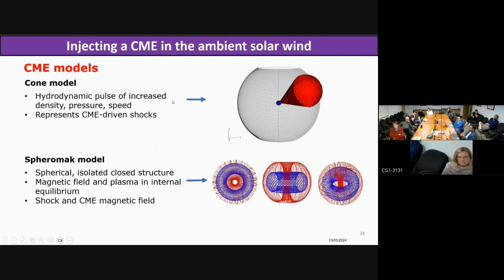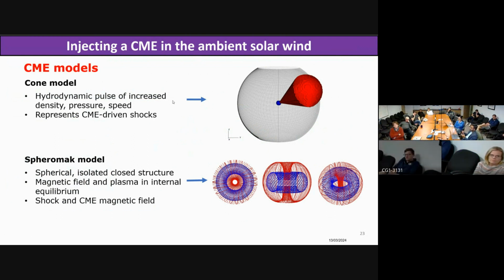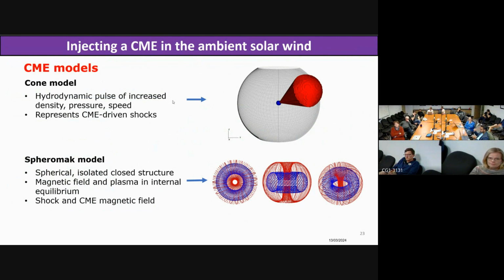But if we are also interested in identifying the magnetic structure, because that is also very important for the geomagnetic storm, as I have already explained, because if its orientation is opposite to the Earth's magnetic field, that will be our main aim, to identify whether it is oriented in such a way or not. So for that we need some magnetized model.